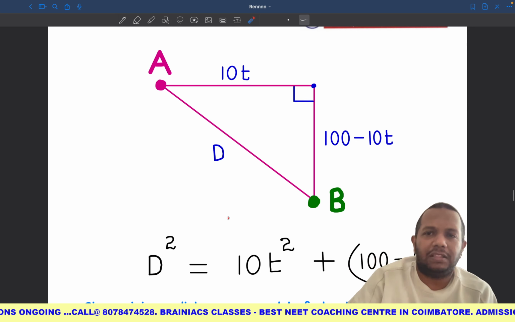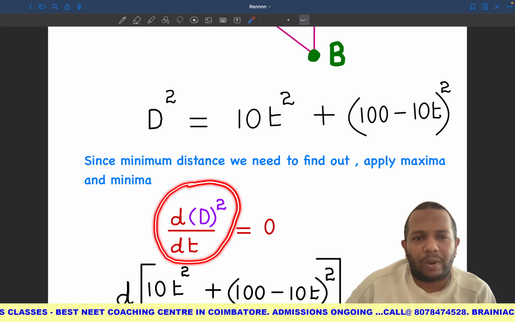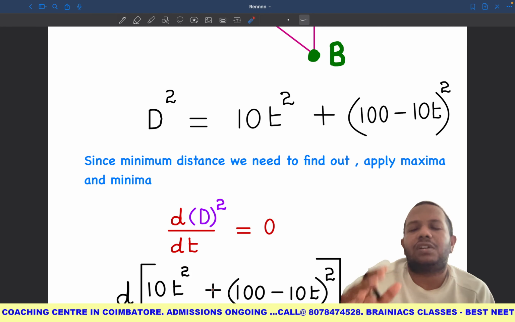So if you want to find this as the minimum distance, we can apply the concept of maxima and minima. If you want this distance to be minimum, then the first differential of that particular distance d square should be equal to 0. This is the condition for maxima and minima. You might have learned maxima and minima in maths. So I am taking that condition, d by dt of d square is equal to 0.